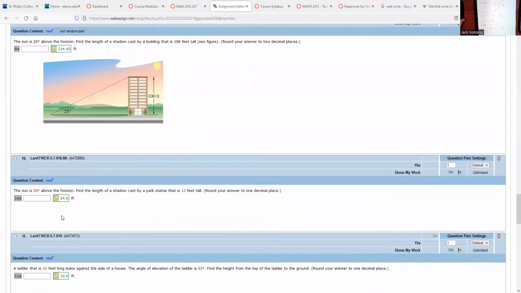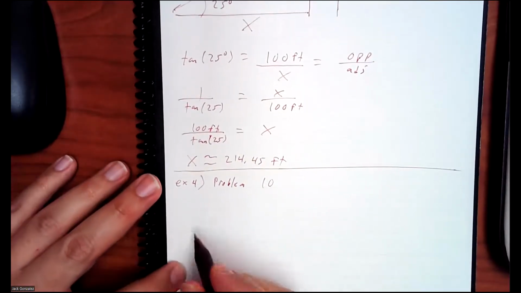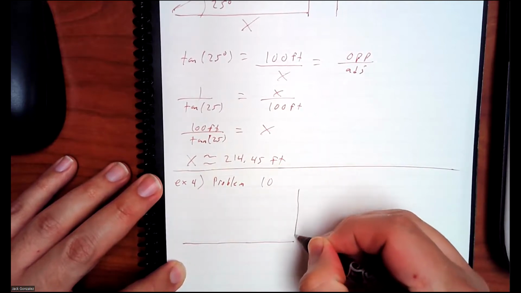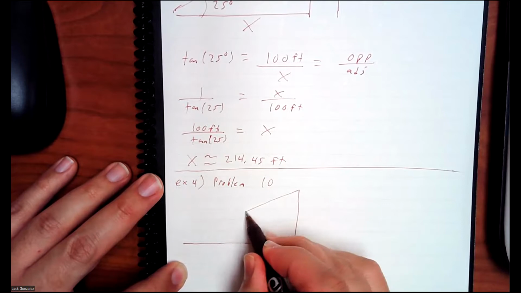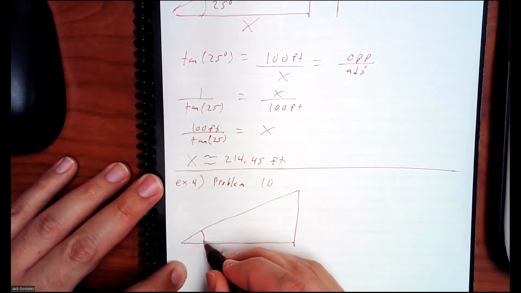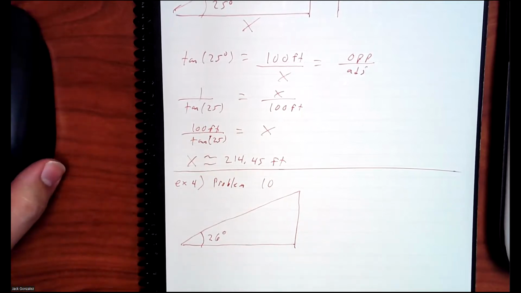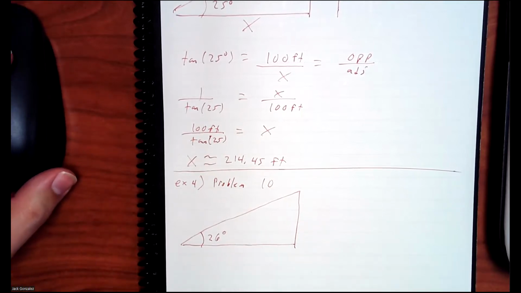Okay, so it's 26 degrees above the horizon. Find the length of the shadow cast by a park statue. So, the park statue is how tall? Oh, I forgot. 12 feet.